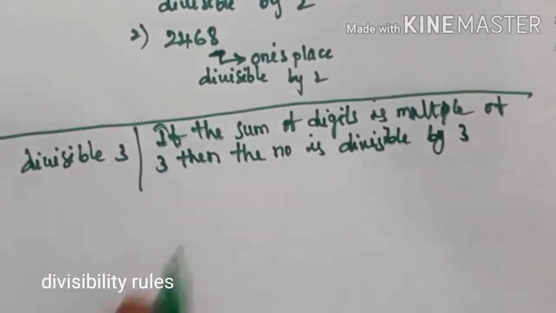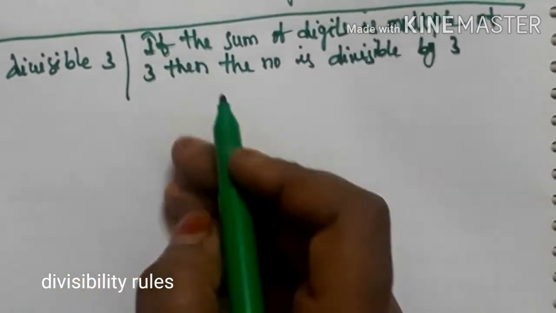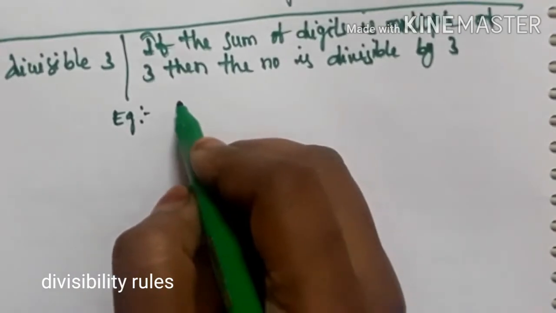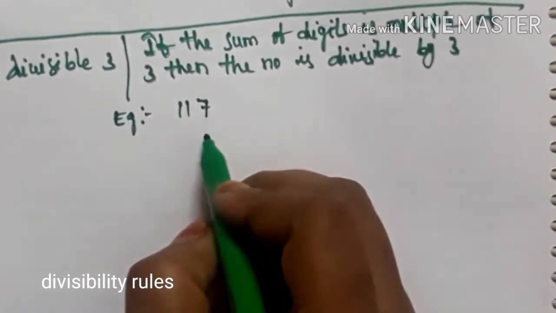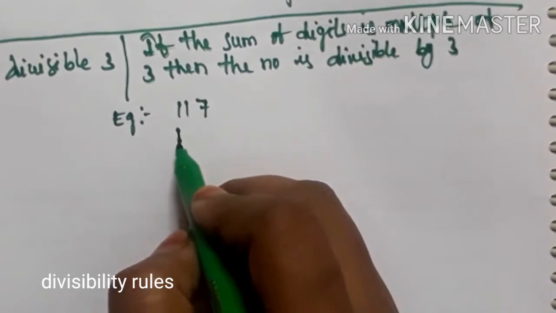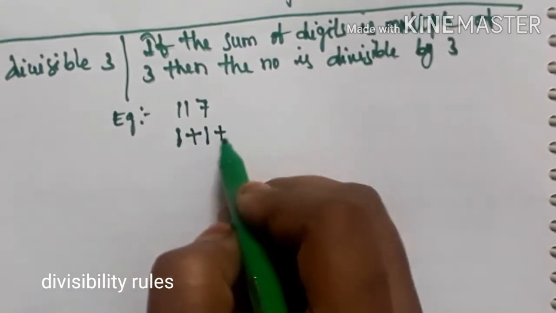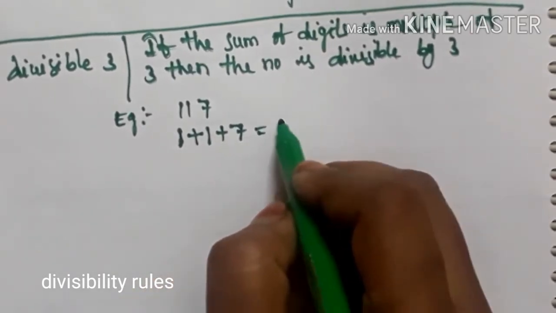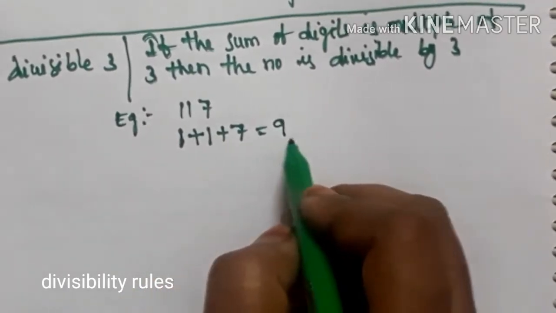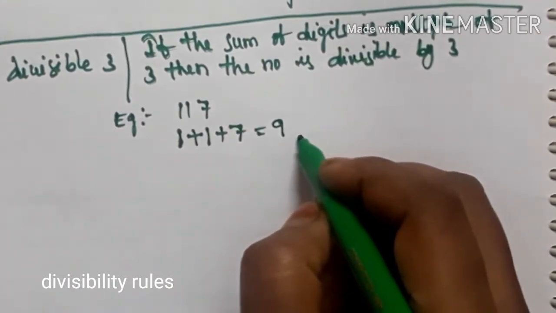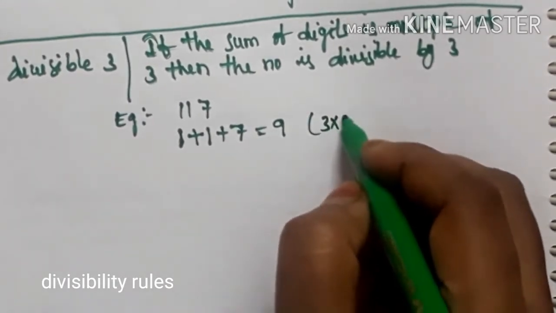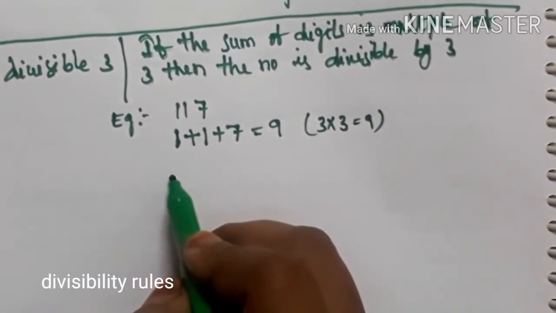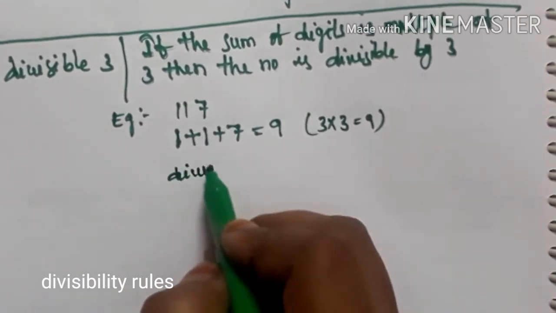So let us take one example, 117. In this 117 you need to add all the digits: 1 plus 1 plus 7. 1 plus 1 is 2, 2 plus 7 is 9. That equals 9, and 3 threes are 9, a multiple of 3. So 117 is divisible by 3.